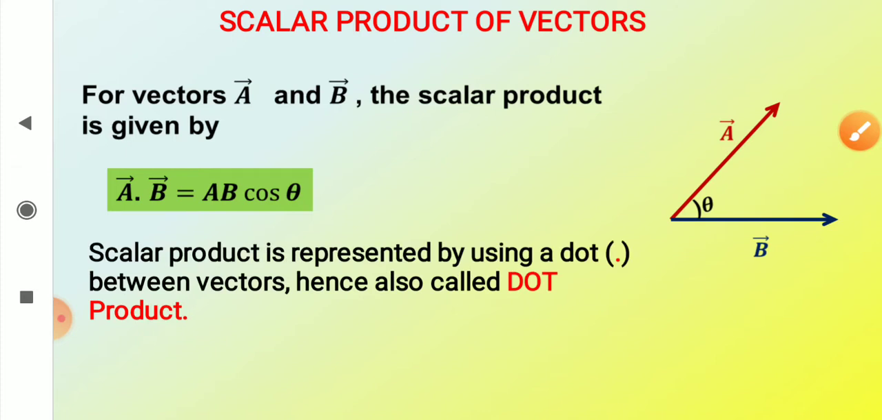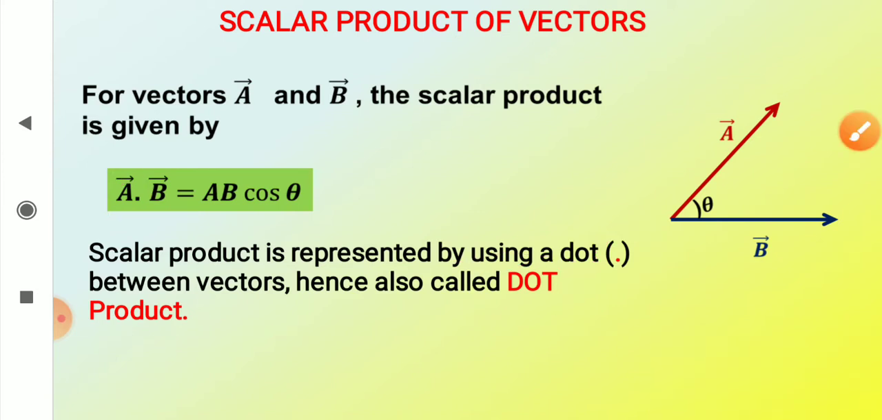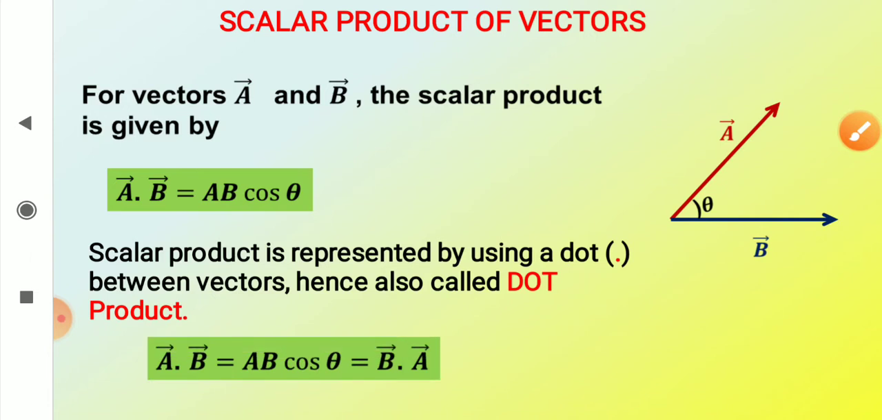Now, it is very important to put this tiny dot between the two vectors. This dot is important, and that is why we call it dot product also. So you have to put a dot between two given vectors.